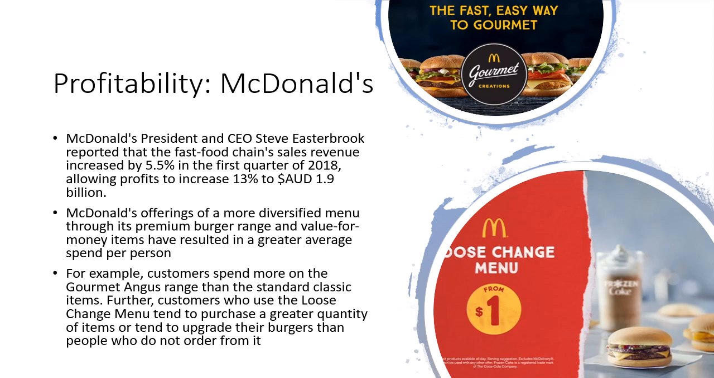So I guess with that second point we're looking at, McDonald's offerings of a more diversified menu through the premium burger range and value for money items has resulted in the average greater spend per person to be larger. So that's where you can see that actual increase in their profits in the first dot point. And this is the kind of things that the business tries to do. So their loose change menu is a massive one. So they know that if they've got cheaper items, people are going to spend more, which means that they're eventually going to make more in the long term.